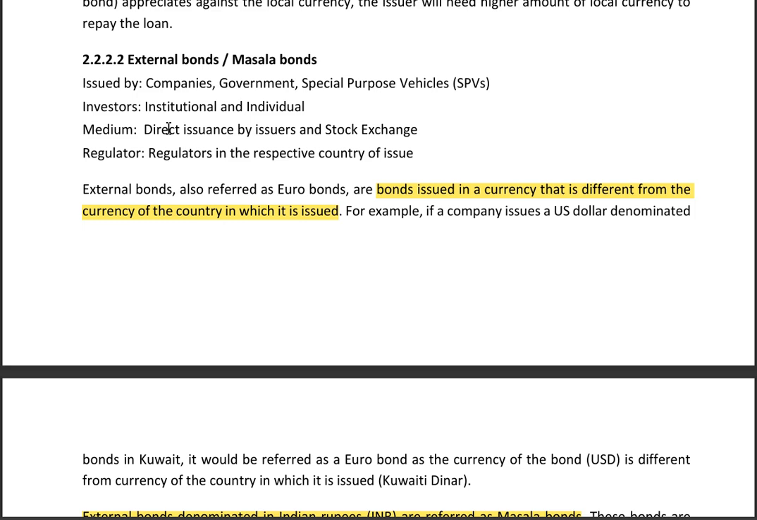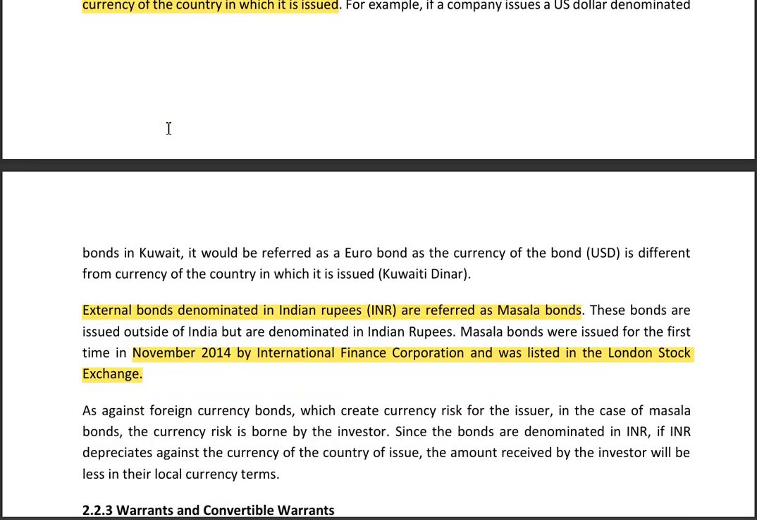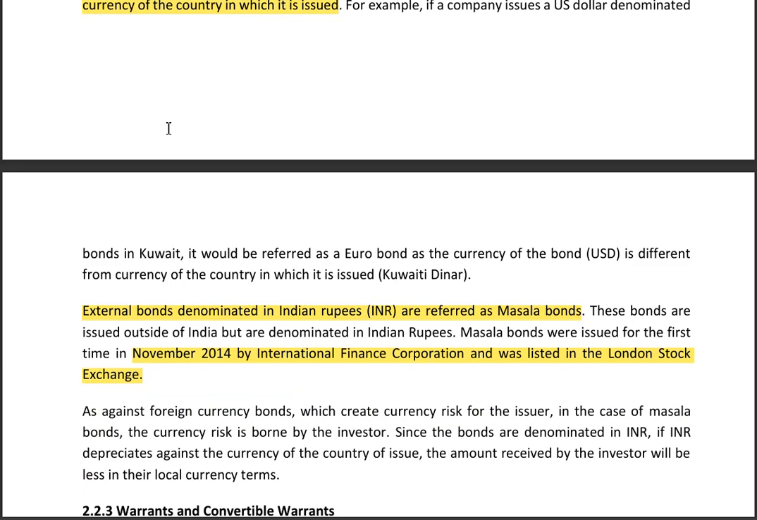External bonds, also referred to as euro bonds, are bonds issued in a currency different from the currency of the country in which they are issued. For example, if a company issues US dollar denominated bonds in Kuwait, it would be referred to as a euro bond, as the currency of the bond, USD, is different from the currency of where it is issued. External bonds denominated in Indian rupees are referred to as masala bonds. These bonds are issued outside India.